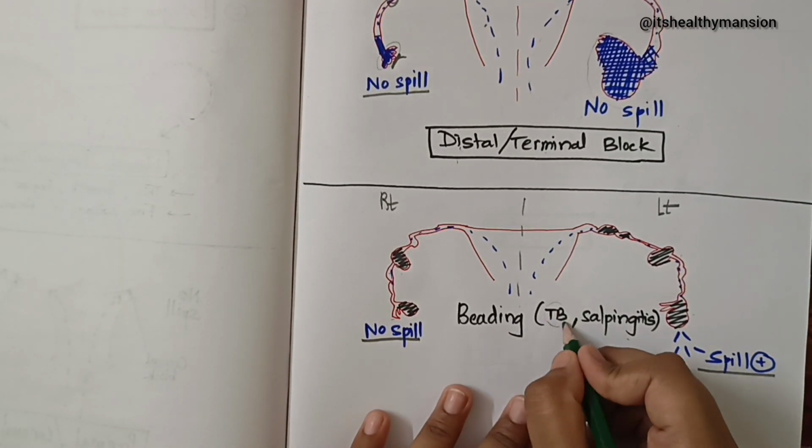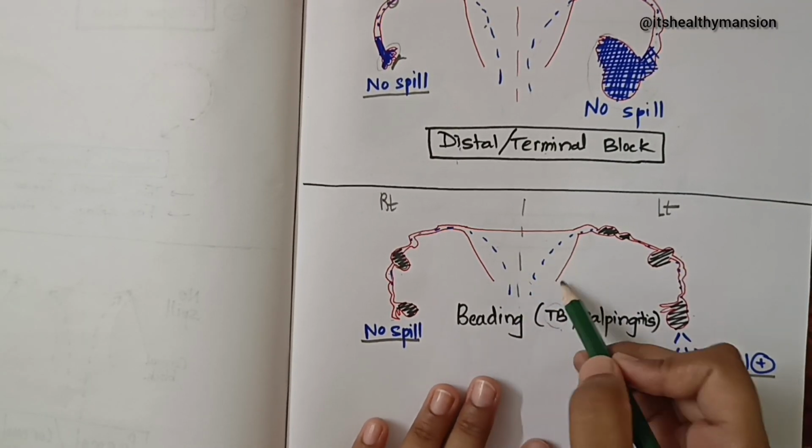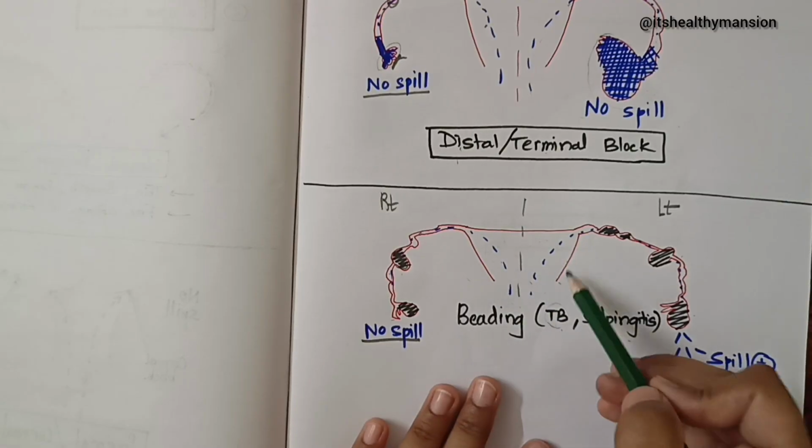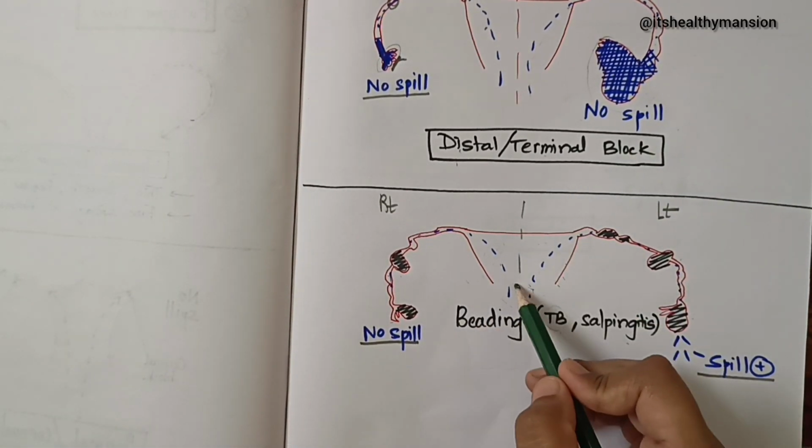Whenever you want to diagnose pelvic tuberculosis in the HSG, you might see uterine abnormality also, where some bead-like appearance is seen in the uterus also. This we have explained in part 1, in the uterine abnormality.